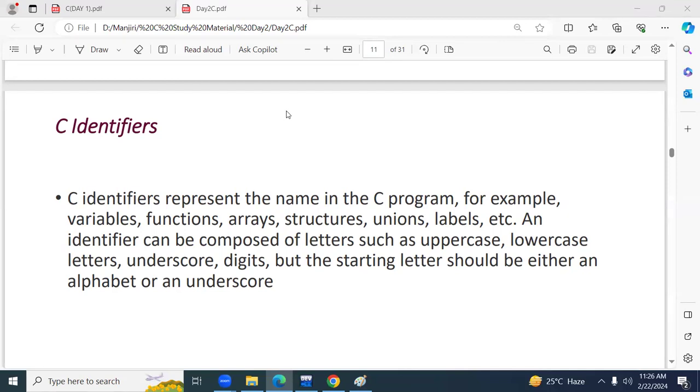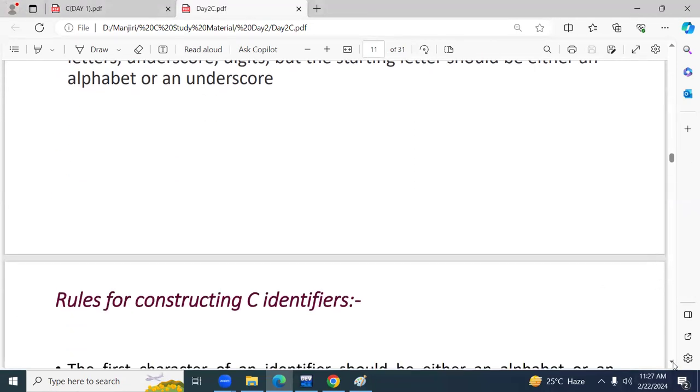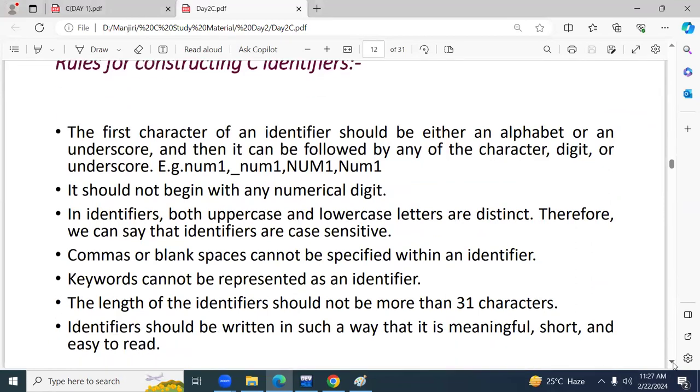Identifiers can be composed of letters. Composed of means a combination of different letters. I already told you that uppercase and lowercase in C programming have totally different meanings. Then a combination of letters, digits, and underscore is also allowed, so you can write identifiers that way. There are some rules for writing these identifiers, and the rules are given over here. So these are the rules of constructing an identifier.